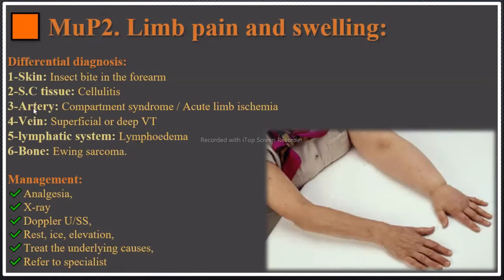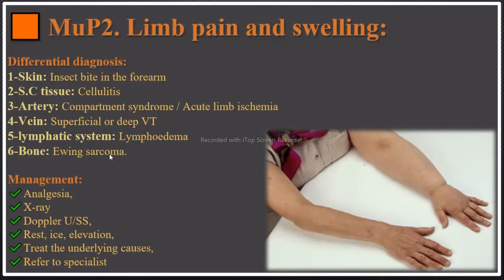Artery, maybe the patient has trauma. After that, he has compartment syndrome. If you mention compartment syndrome, mention acute limb ischemia because both are related to the artery. So here, bleeding inside can cause compression of the artery. It can cause compartment syndrome and limb ischemia. What about vein? So thrombosis, maybe superficial thrombosis, maybe deep thrombosis. Lymphatic system, so it's lymphedema. Bone might be sarcoma, like Ewing sarcoma.